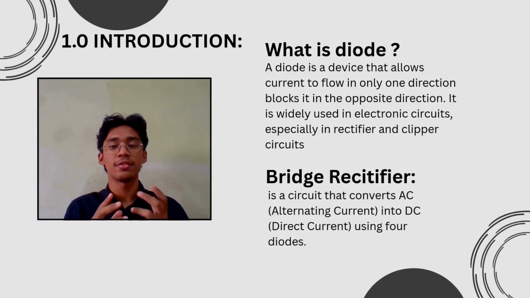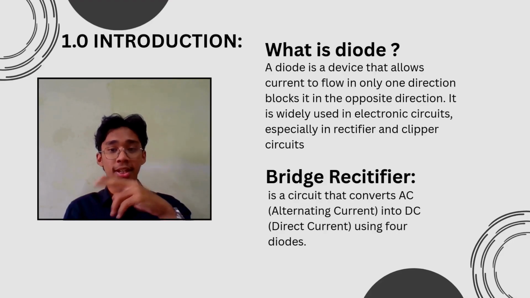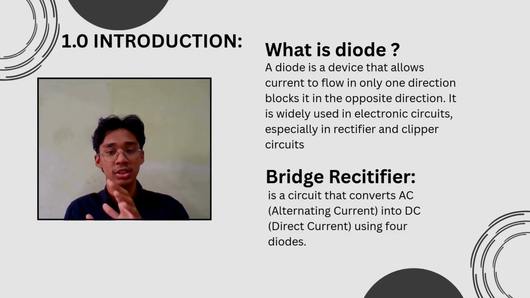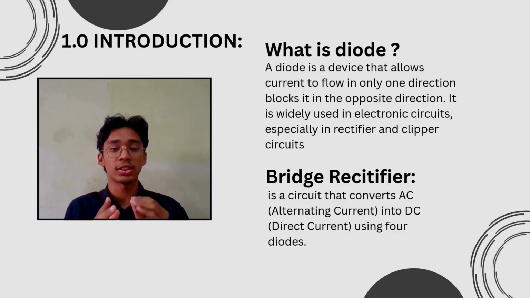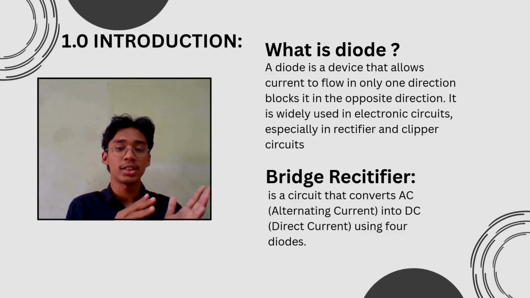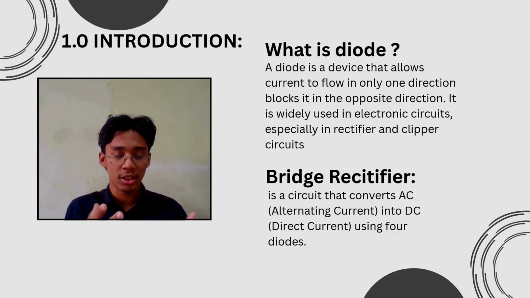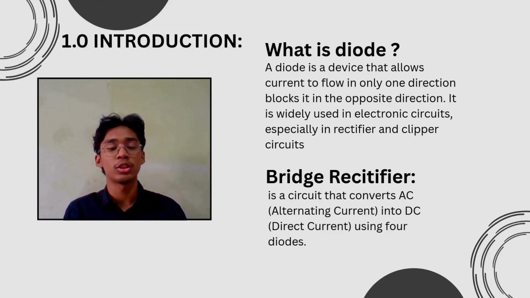So what is a diode? A diode is a device that allows current to flow in one direction. It is widely used in electrical circuits, especially in rectifier and clipper circuits. So in this video, we're going to use a bridge rectifier. A bridge rectifier is a circuit that converts AC, alternating current, into DC, direct current, using only 4 diodes.